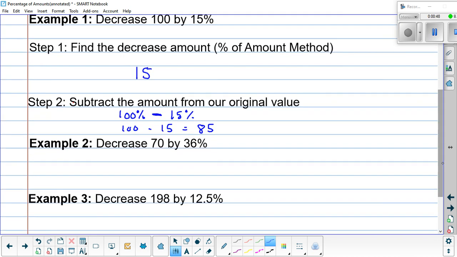So let's see this with some values that will make us actually calculate a little bit more. Here, decrease 70 by 36%, so we have to make up this 36%. So how do we do that? We know that this is 100%. Then we know that 10% is 7, something we've seen before. And then we can say 1% is 0.7.